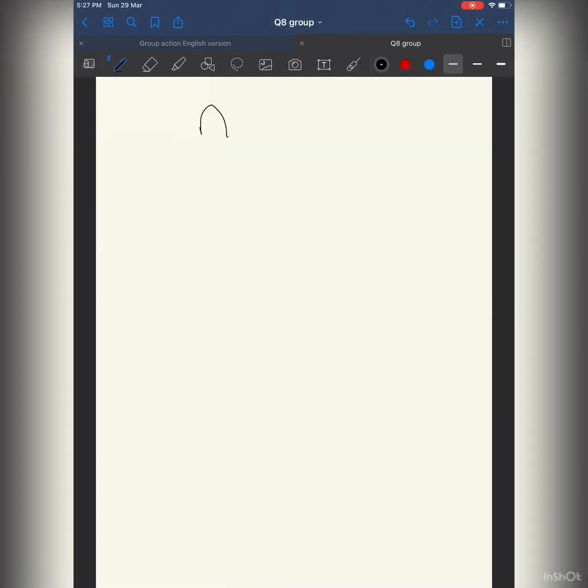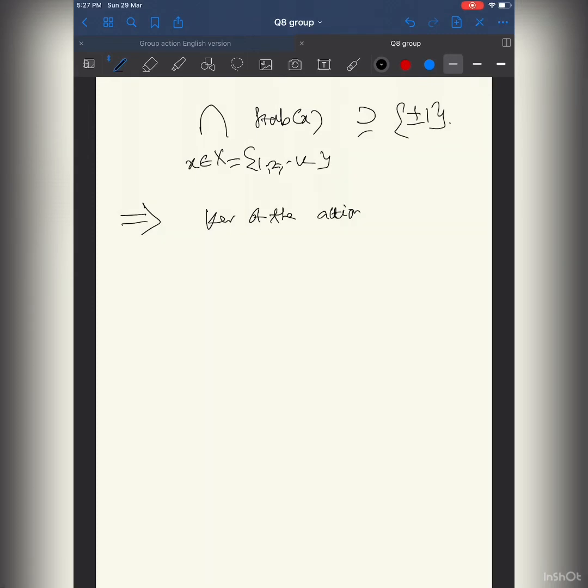So for each x in our set {1, ..., k}, the stabilizer of x contains plus or minus 1. That implies the kernel of the action contains plus or minus 1. Certainly the order of the kernel is greater than or equal to 2, and this is the same as the kernel of the homomorphism.